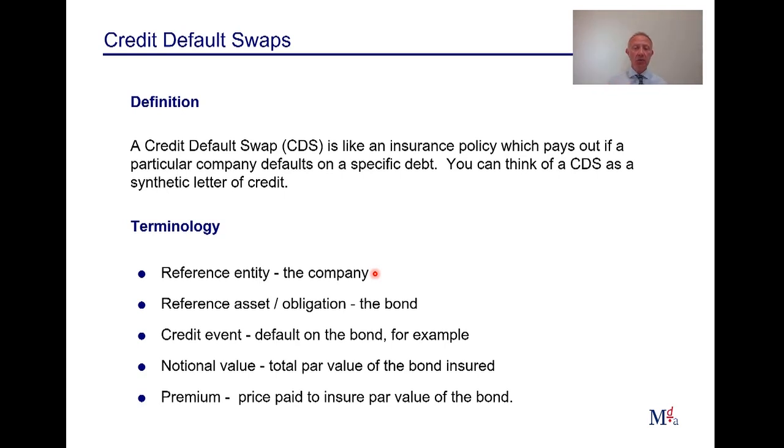So what is it that you're insuring? You're insuring against a default either by a company or actually also by a sovereign nation. You're insuring a particular bond against a credit event, and that credit event could be default on a payment, it could be going into liquidation. You're insuring a certain notional amount of bonds, and for that insurance you're going to have to pay a premium.